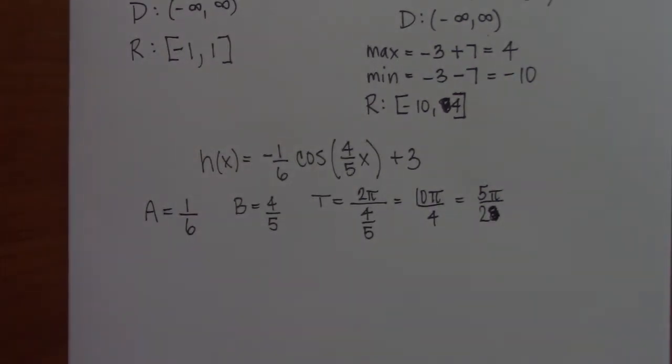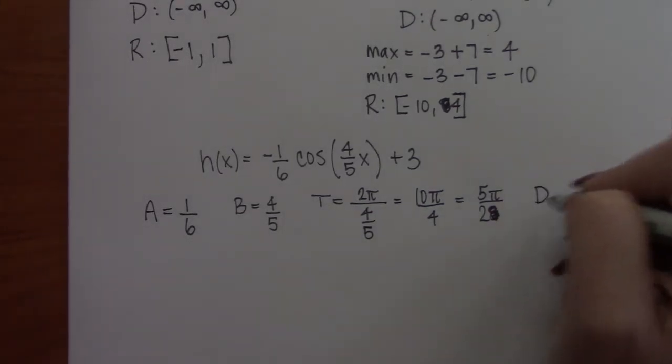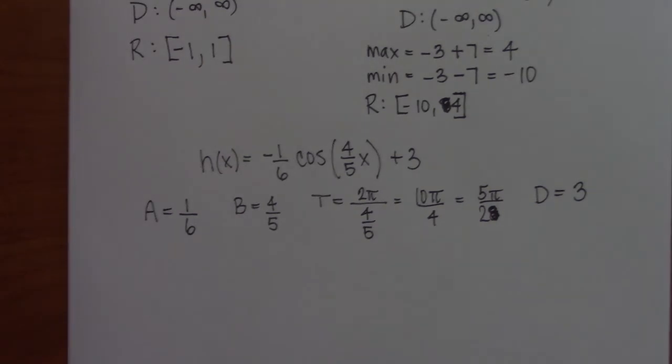Math is hard today, guys. So then there's no phase shift here because nothing's being added or subtracted on the inside of the function. So we're not shifting the wave left or right, but we can see that our D value, or the center line of the wave, has been moved up to 3.